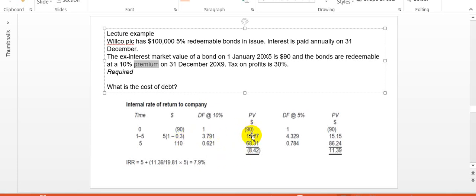So after discounting, we get our NPV at 10% as negative 8.48. Because it's negative, we go lower than 10%, so we use 5%, and we get a positive 11.39. We then substitute into the IRR formula to give us our cost of redeemable debt as 7.9%.